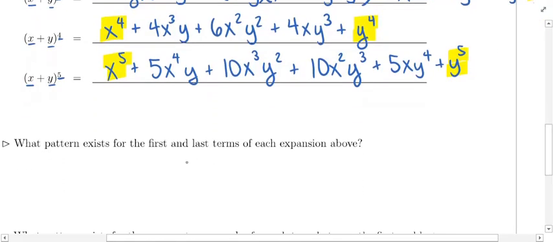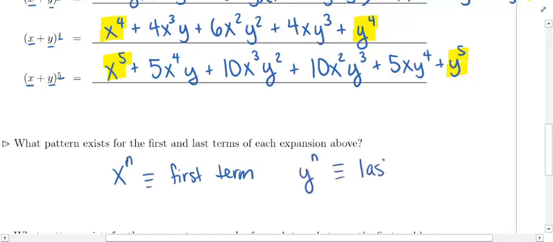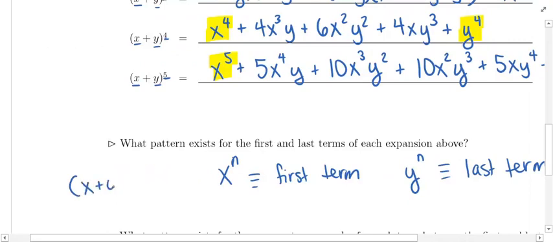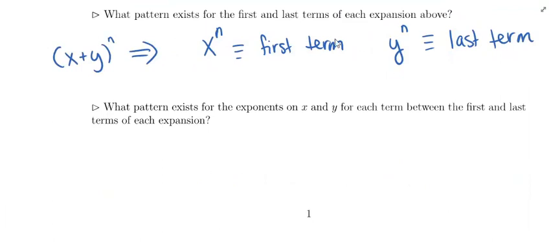So what pattern exists for the first and last terms? It's x to the power, and I'll just use n for whatever the power is. This is going to be your first term, and then you have y to that same power. That is going to be your last term. That's the pattern here if you are working with x plus y raised to the nth power. All right, next question.